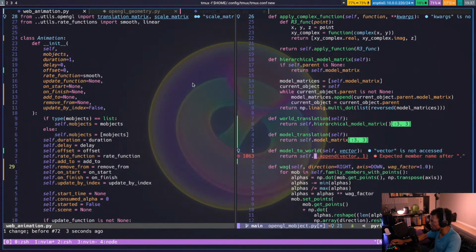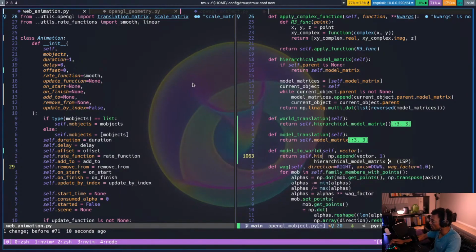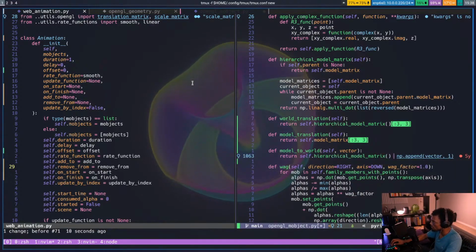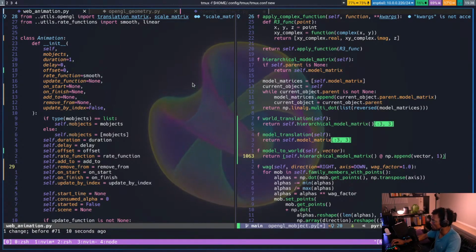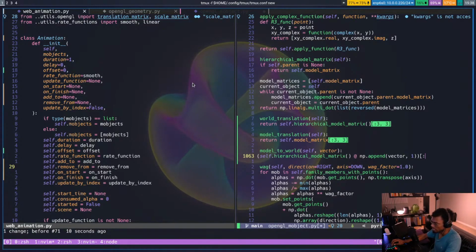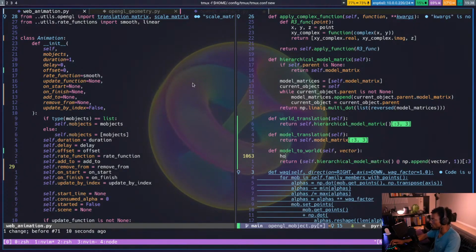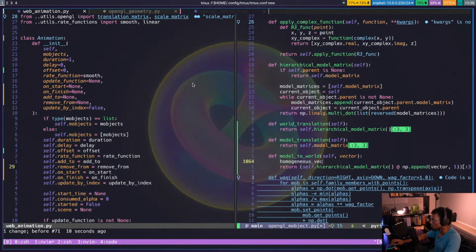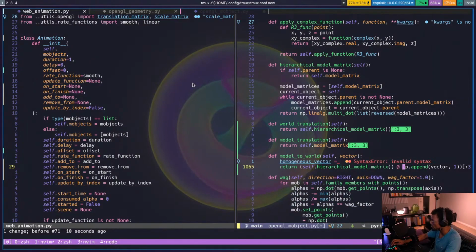That autocomplete messed me up. Self.world. Self.hierarchical model matrix. Okay. That's gonna bring it to world space. Maybe I should be even cleaner with this. Okay. Homogeneous vector. It's basically this.